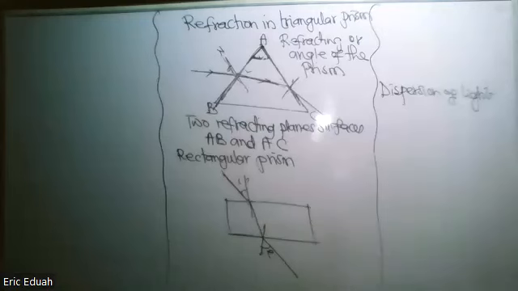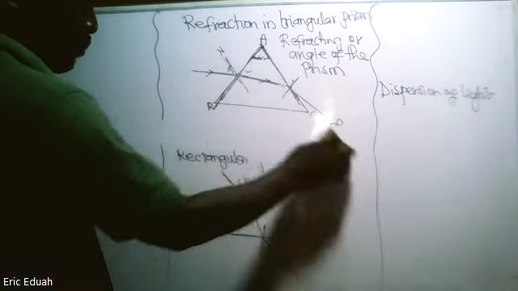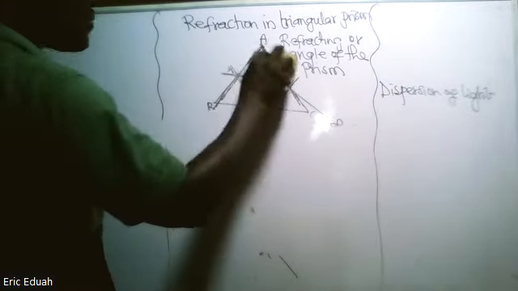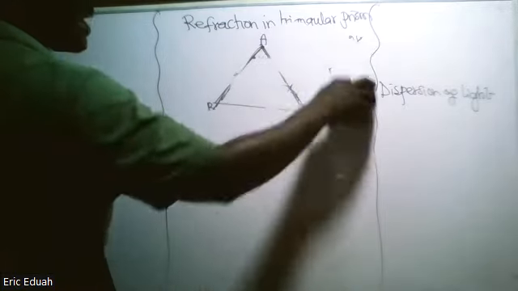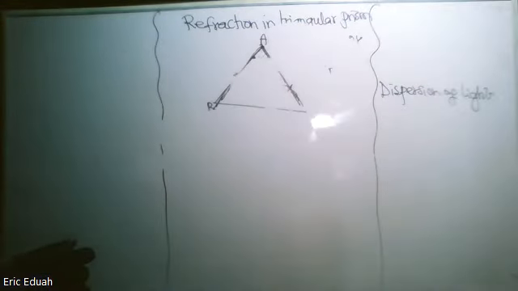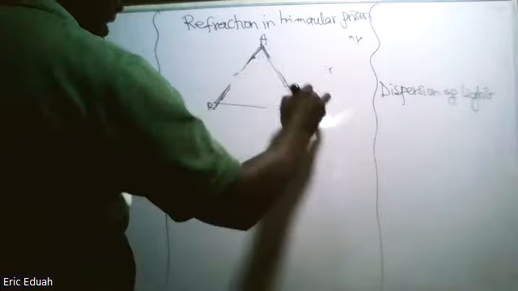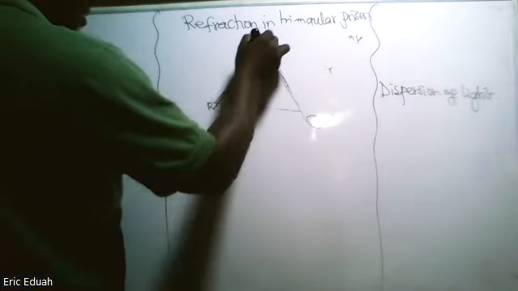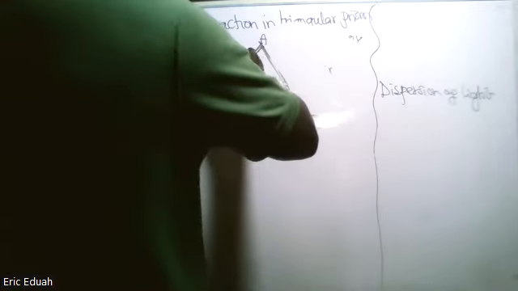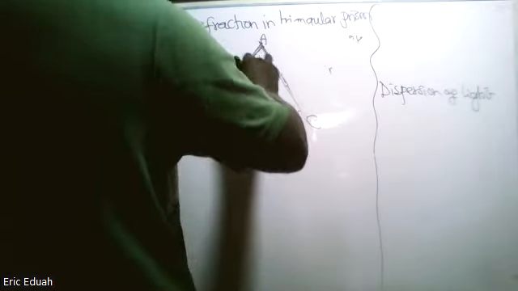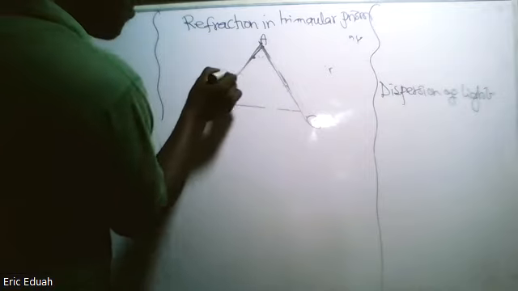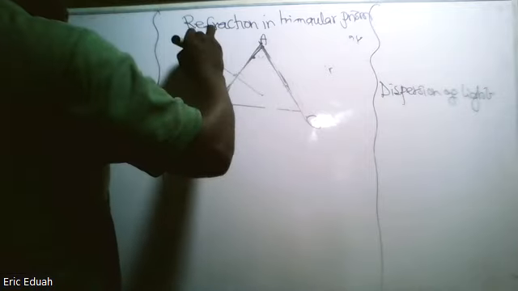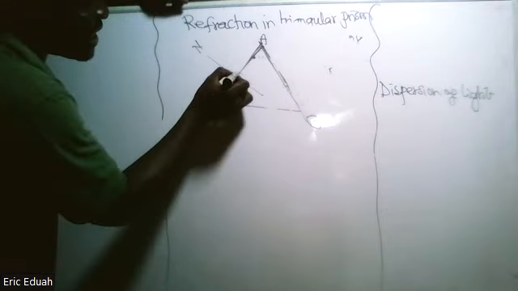Okay. So these are the properties. It has two refracting surfaces. Now let's make light incident on one of the parts, AB, and see what will happen at the other side, AC. The normal is always an imaginary line which is perpendicular to the surface. So we are making light incident at one of the refracting surfaces.